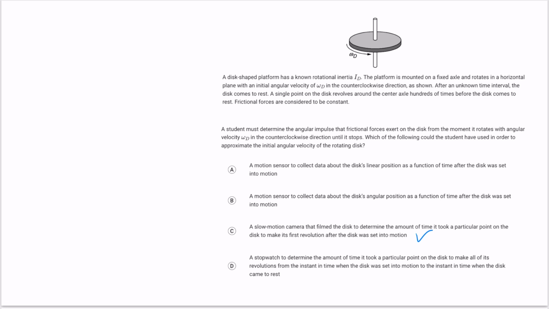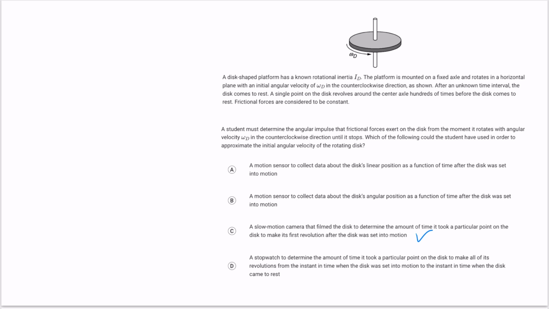For D, we have a stopwatch to determine the amount of time it took a particular point on the disk to make all of its revolutions from the instant in time when the disk was set into motion to the instant in time when the disk came to rest. Now, you could technically do this with a stopwatch if you were really quick, which first off, that's not going to be nearly as good as a slow motion camera.